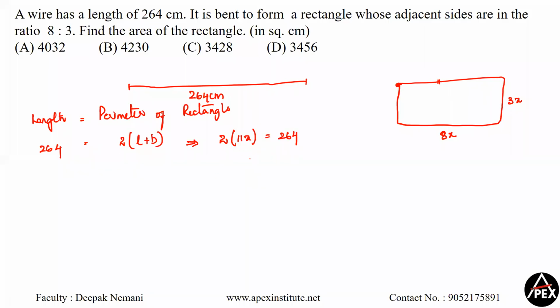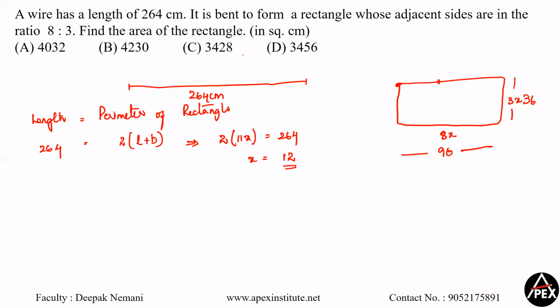What's the value of x? x will be 12. Yes, x is equal to 12. So now we have the value of x. We can determine the length and breadth of this rectangle. So this is 8 into 12, 96. And this will be 3 into 12, 36.